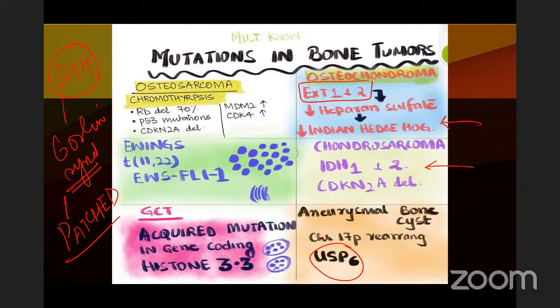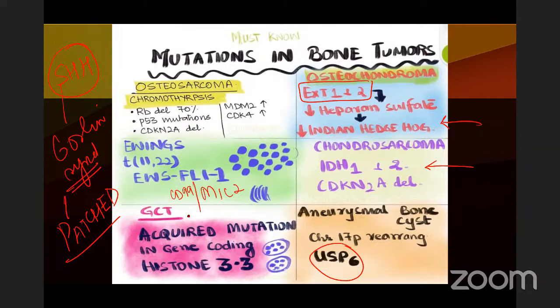Okay, Ewing sarcoma. We know that Ewing sarcoma is a round cell tumor, and there is a 11;22 translocation. Everybody should remember that the 11;22 translocation is there, and we use CD99 or MIC2 immunohistochemistry, which can pick them up. So CD99 positivity is seen in Ewing sarcoma, and it usually arises from the diaphysis.